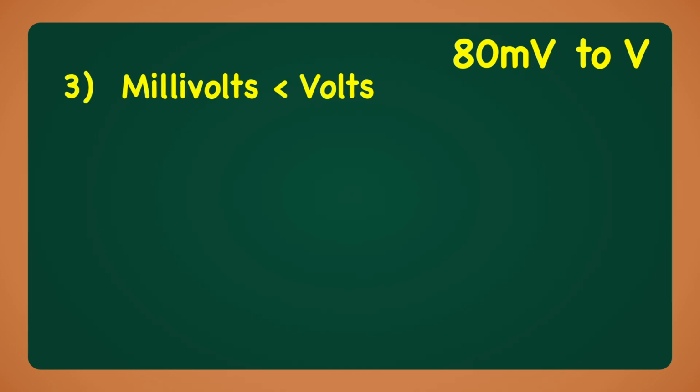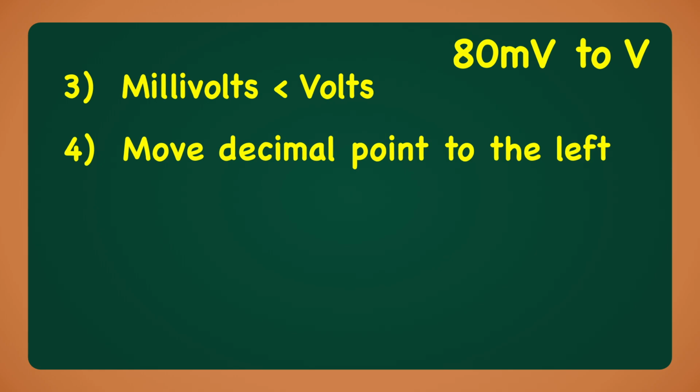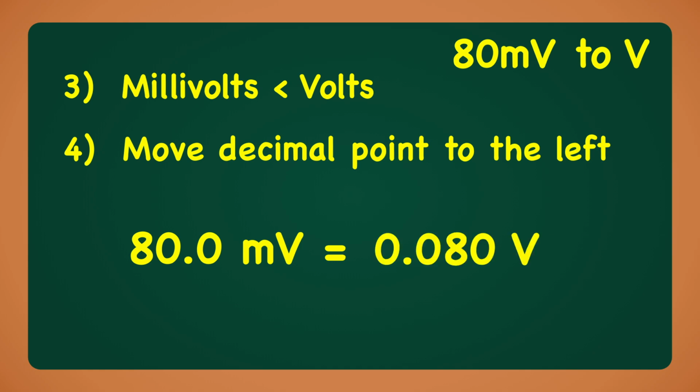Step 3, determine whether you're converting to a larger or smaller unit. Millivolts are a smaller unit than volts, so we're converting from a smaller unit to a larger unit. Step 4, move the decimal point in the appropriate direction. Since we're converting from a smaller unit to a larger unit, we move the decimal point to the left. Starting with 80 millivolts, we move the decimal point 3 places to the left, giving us 0.080 volts. As you can see, using the 4-step metric conversion method, we have a quick and easy way of converting metric prefixes from one to another.